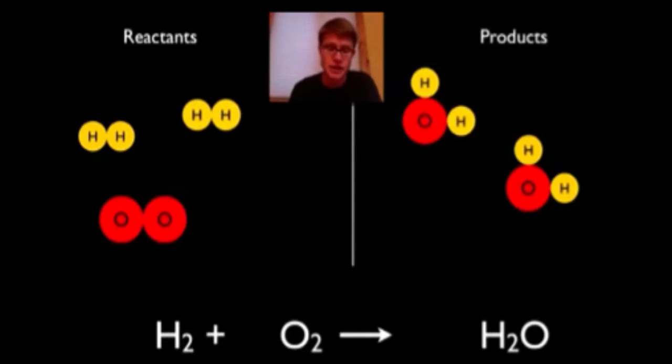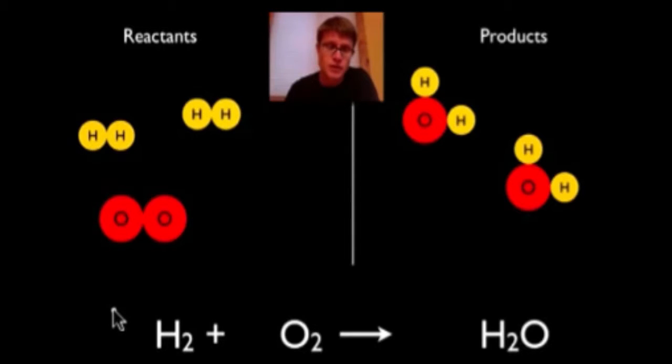In other words, I can never change the subscripts. I can never change what these molecules are. But when you're balancing equations, what you're trying to do is add more of the molecules so you can see that reactants and products will be balanced. Okay, now how do we actually write that out?